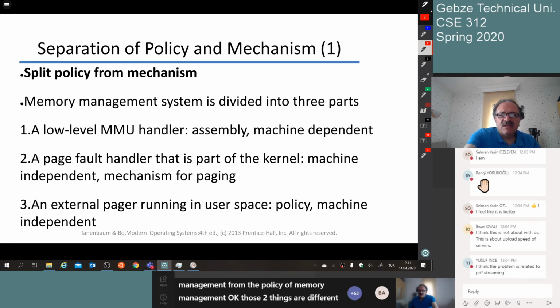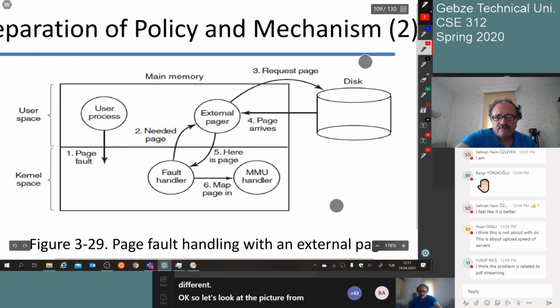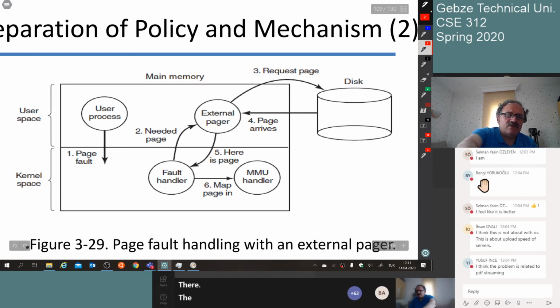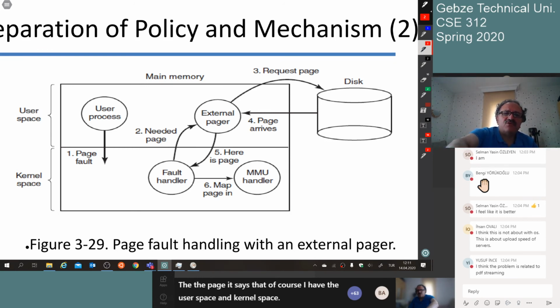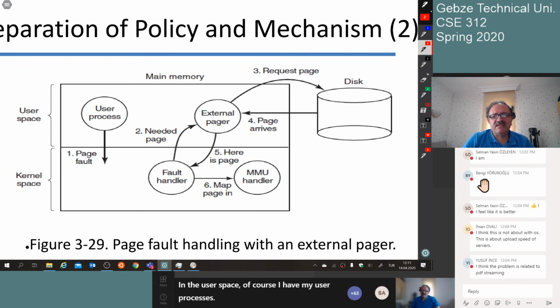Okay, so let's look at the picture from the book. The picture shows the user space and the kernel space. In the user space, I have my user processes, and if a user process causes a page fault, there will be a trap to the kernel. The kernel will save the program counter, etc. We have looked at it already.